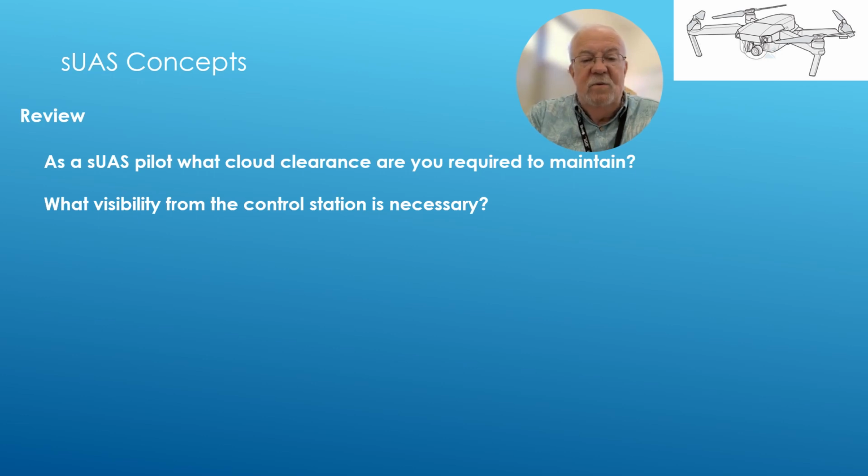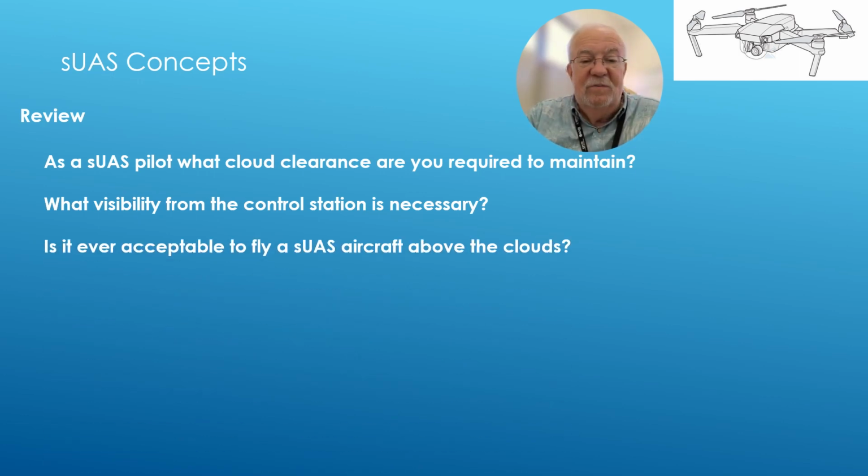Okay, so review. How many miles visibility? Oh no, I'm sorry. The first one says cloud clearance. You have to be 500 feet below the clouds or 2,000 feet horizontal, right? What's the visibility necessary? 3 miles.